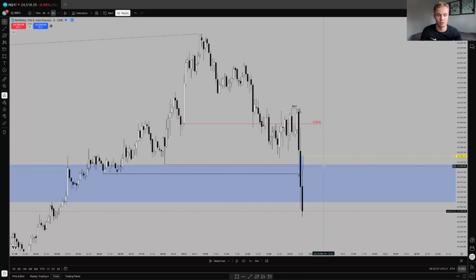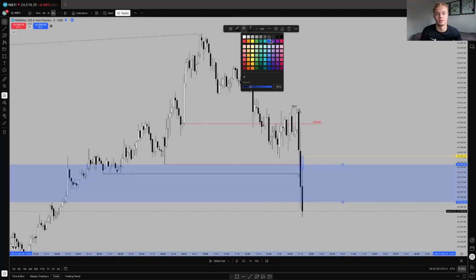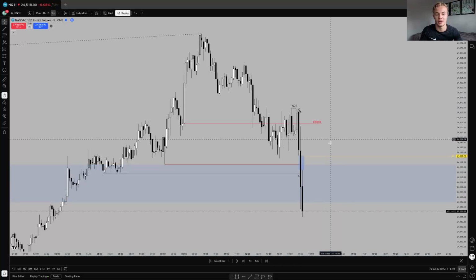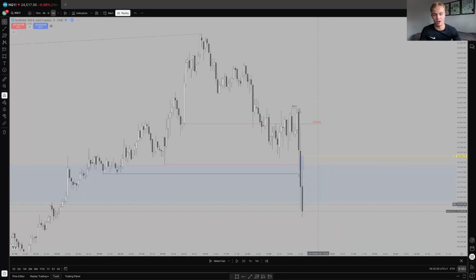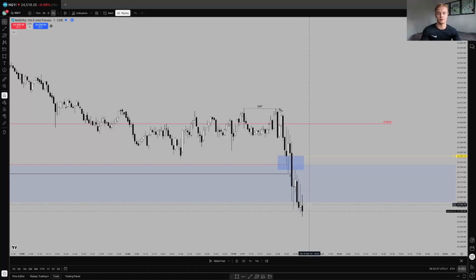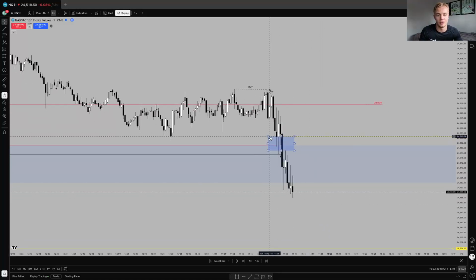And we have also had this 4-hour gap get filled. So if I'm buying, I want to see some kind of buy model at the fill of this fair value gap. And maybe I want to trade up to here. Maybe I want to trade up to these relative equal highs.